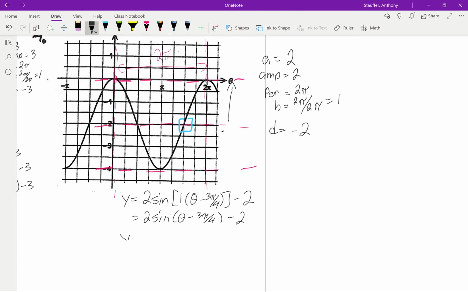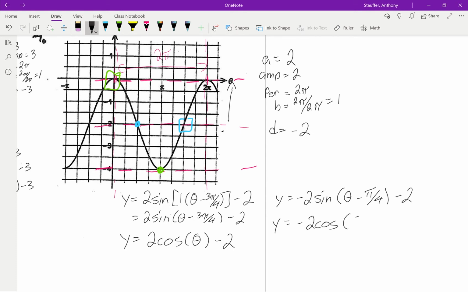The next one, we get y equals, and I'm going to go to cos, and then we'll go theta. And we notice that the cos right here actually starts at the top. So it's just going to be 2 cos theta minus 2. For my negative sine, it starts and then goes down. So my negative sine is going to be y equals -2 sine, and then it'll be theta minus pi by 4 minus 2. And for my negative cos, it starts at the bottom right there. So I get y equals -2 cos theta minus pi minus 2.